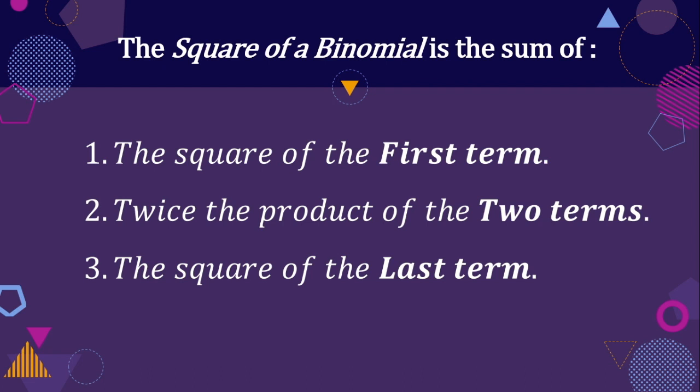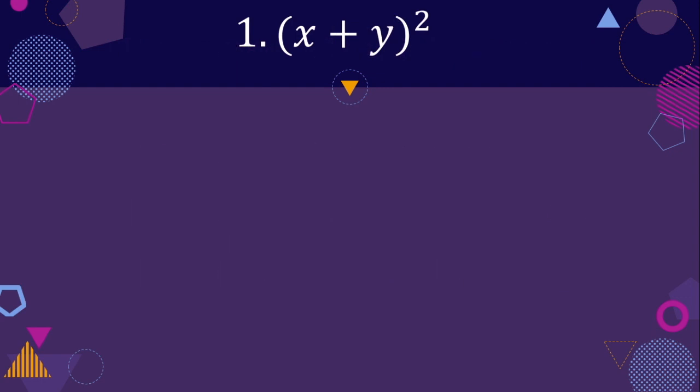All you have to do is to learn and remember these three things when solving a square of a binomial, because it is way easier and more convenient than using the FOIL method. And the FOIL method is a bit time-consuming also. Now, let us use our previous example and see if we will get the same answer.